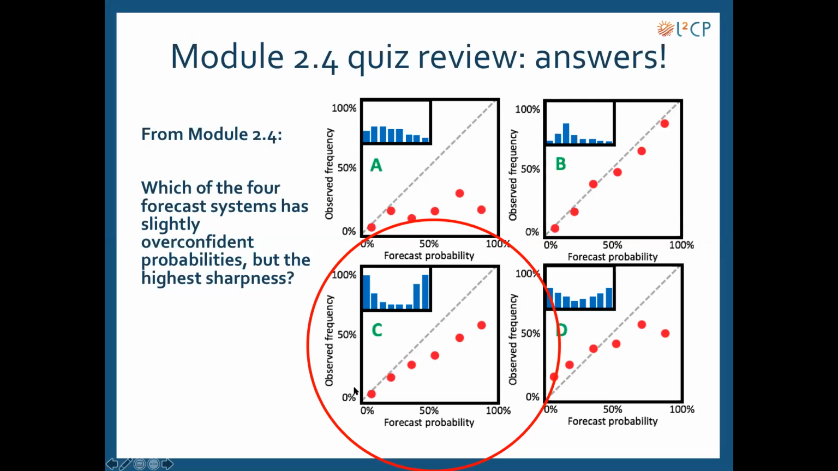So compare that to C, which is the correct answer, which has very high frequency of issuing very low and very high probabilities. So the probabilities that come out of C are very sharp. In fact, they are the sharpest.